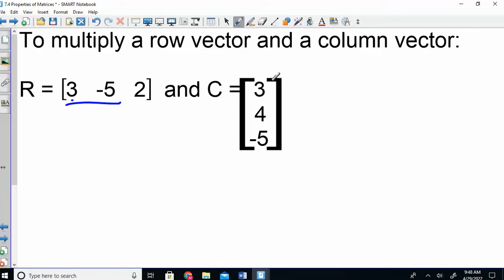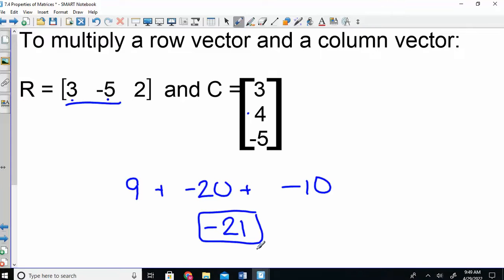So what you do is you multiply the corresponding numbers. So 3 times 3 is 9. Negative 5 times 4, and 2 times negative 5, and then we add all those together. So we get negative 21. So when you take a row times a column, you actually get only one answer.